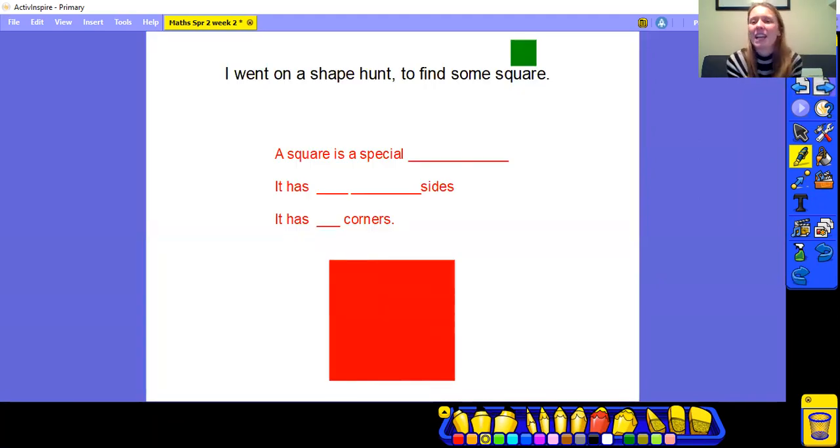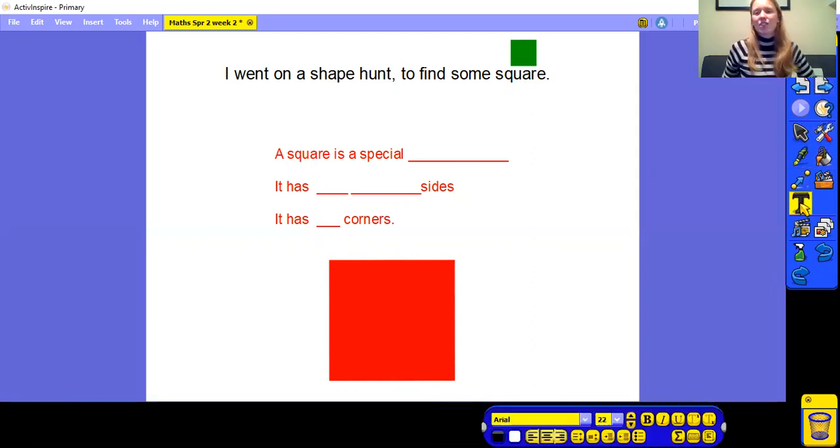Okay, after I'd finished my shape hunt for rectangles, I started to look for some squares. I want you to have a think. What properties does a square have? How do we know that it is a square? What is a square? It's a special what? How many sides does it have? And what are these sides like? And also, how many corners does it have? Pause the video and have a chat to your grown-up about these properties. Then come back and we'll talk about them together.